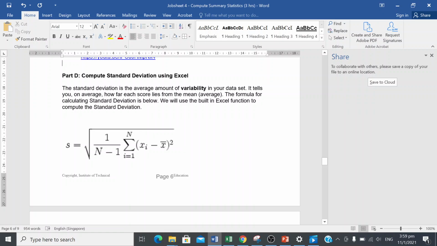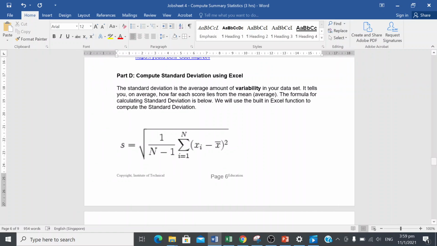Okay, so in the next part here, we're trying to compute the standard deviation. The standard deviation is generally used to measure the amount of variability in the data set. Let's say you have a set of numbers, right? Are the numbers all roughly about the same, or are all the numbers very far from each other?